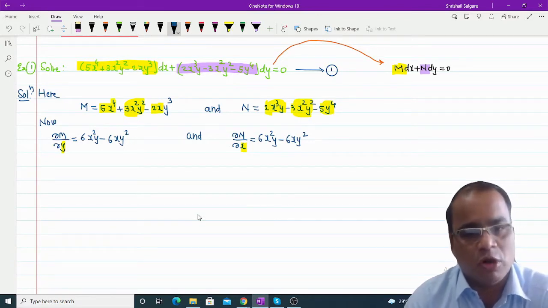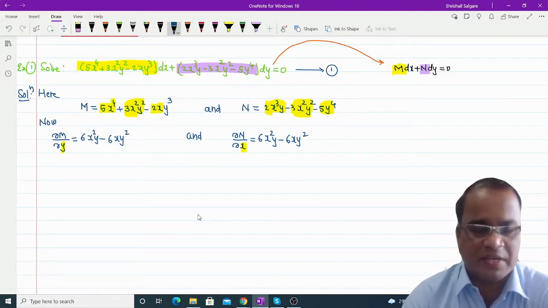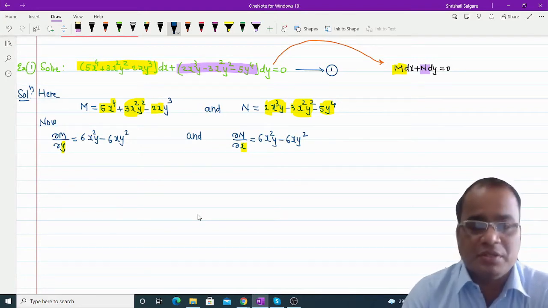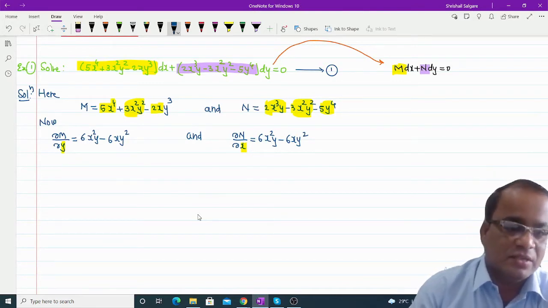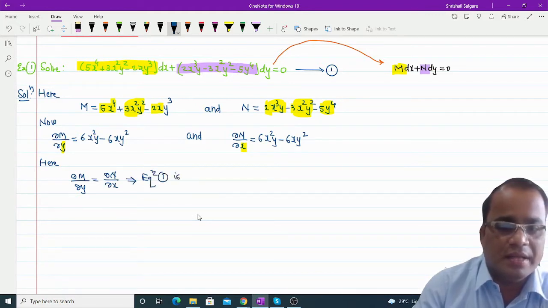Now, what is your observation? The question is open to all. If you observe dM by dy and dN by dx, what is your conclusion? Equation is exact. Yes, both partial derivatives are equal. That's why the given equation is exact. So here, I conclude that dM by dy is equal to dN by dx. This implies that equation 1 is exact.